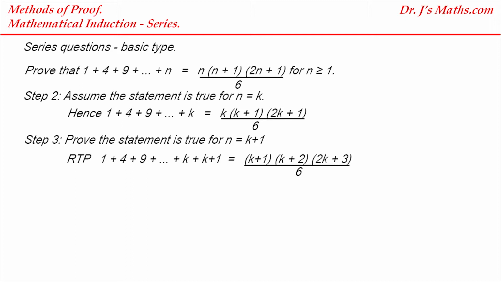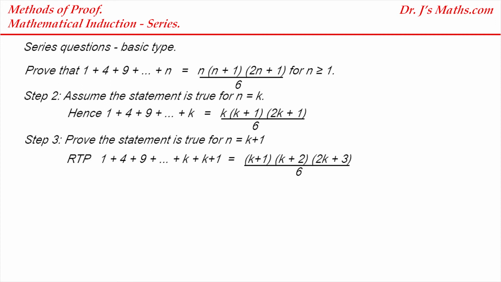So we're required to prove the following relationship, that 1 plus 4 plus 9 plus up to k squared, and then we add a next term, which is k plus 1 squared, is equal to, now we replace the k's in the term with k plus 1, and so it's k plus 1 times k plus 2 times 2k plus 3 all over 6. So now we have to prove that.